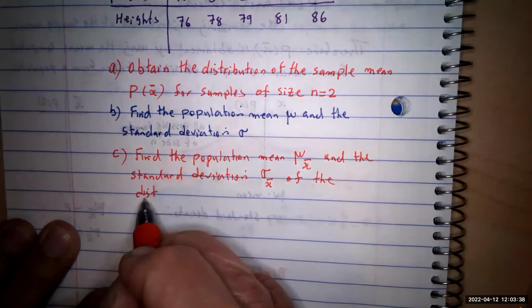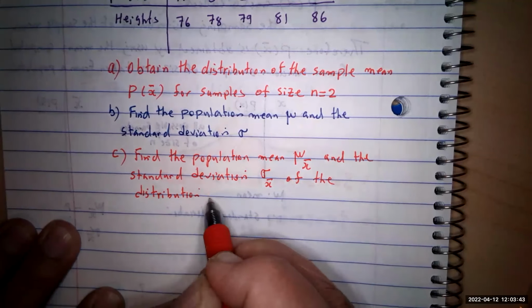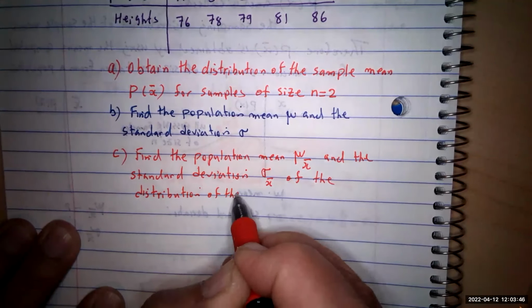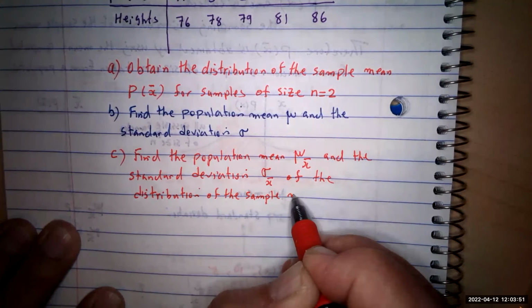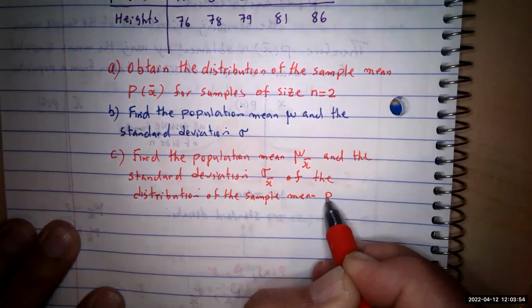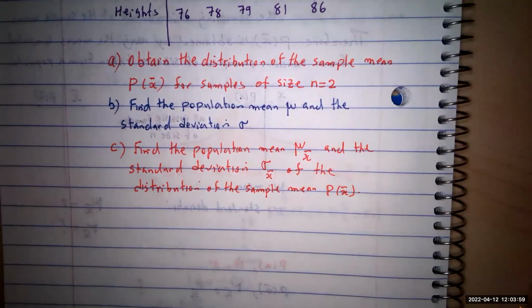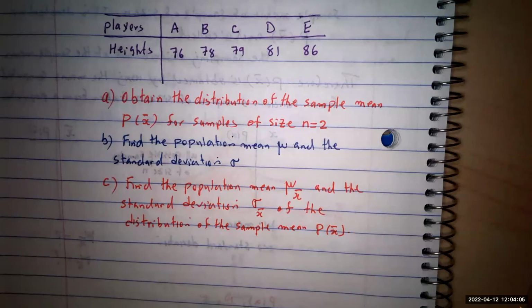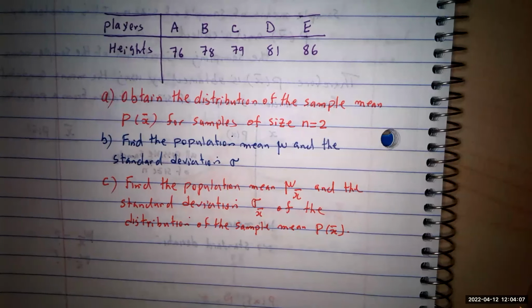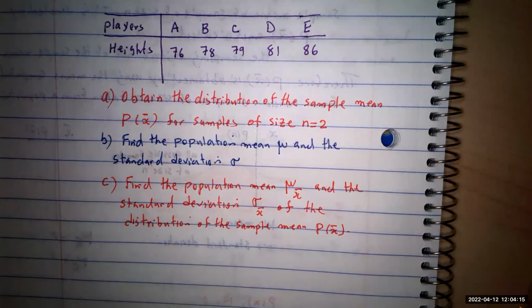Of the distribution of the sample mean, P of X bar. Parts A, B, C, and then we are going to observe a relationship between these. I want you to be surprised, so I'm not going to give you that. That's going to be the question. So practically we want to find that distribution for ourselves.